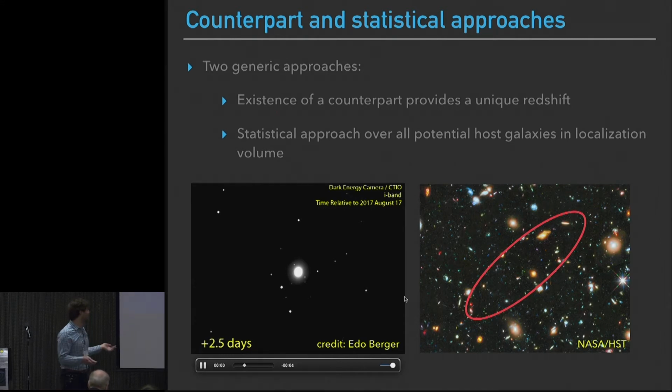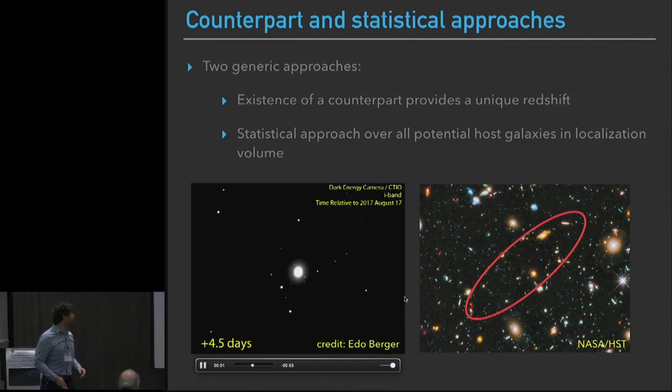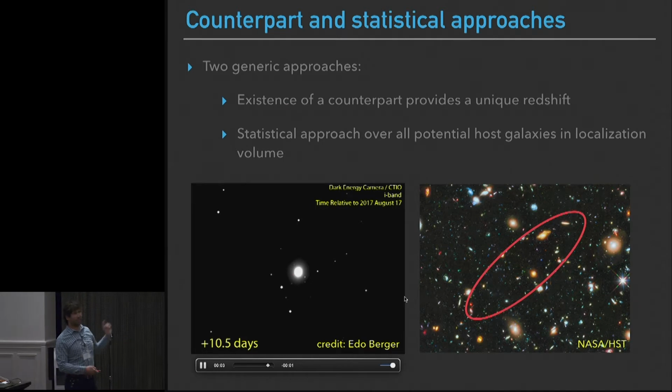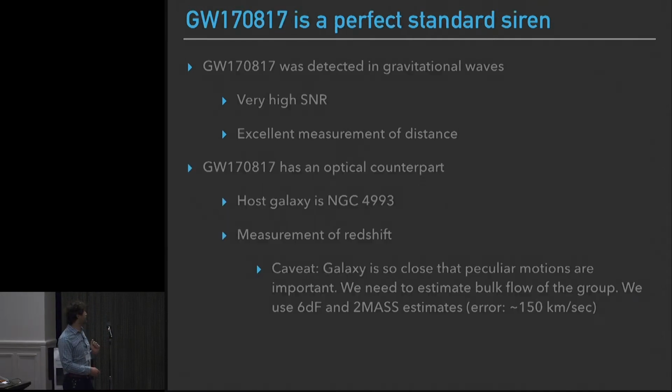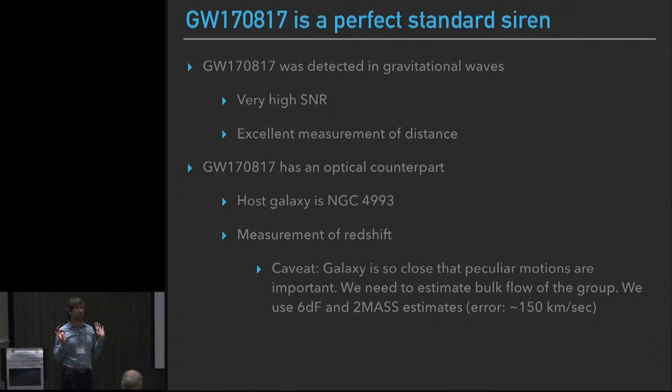Because there was this idea you're extremely unlikely to ever see a counterpart. This seemed like fantasy 30 years ago. But here we are. Okay. So needless to say, we took the counterpart approach so far. That's what we've done. And 170817 was perfect for this.